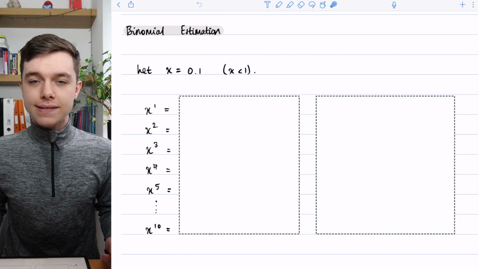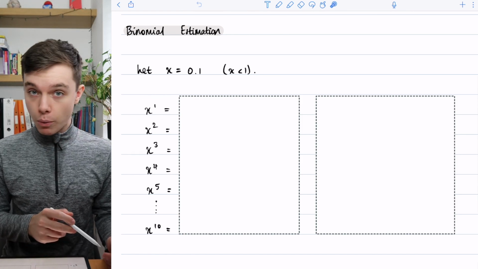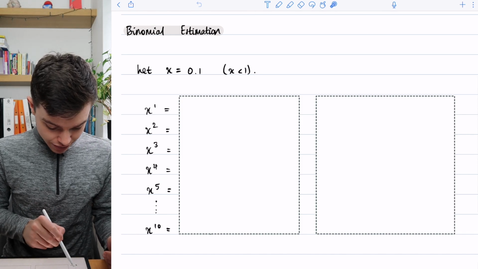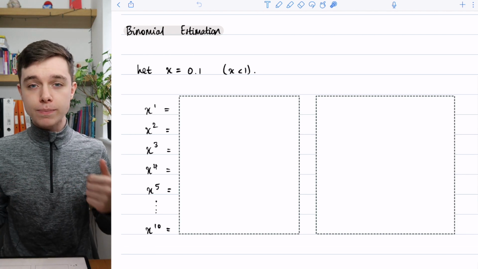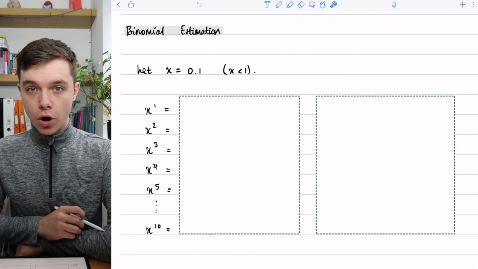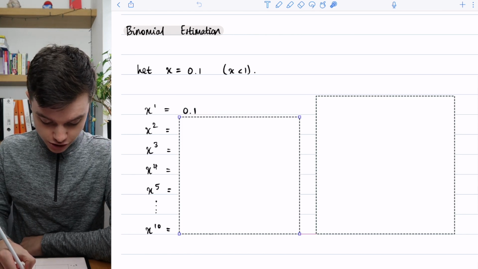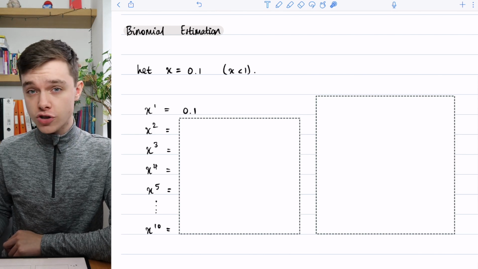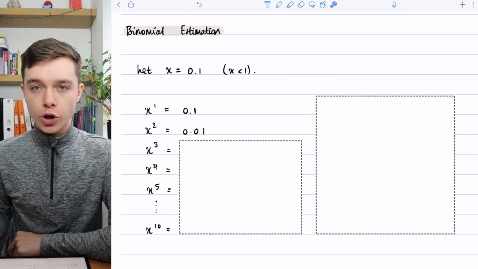And what I'm going to do is raise x to some different powers. I'm going to raise it to the power 1, then the power 2, 3, 4, 5, and then I'm just going to skip to the power 10. So let's work through what those powers are going to give. x to the 1, we know that x is 0.1, so that's just 0.1 to the 1, which of course is just 0.1. If I then do 0.1 to the 2, so x squared is 0.1 squared, that's going to give me 0.01.